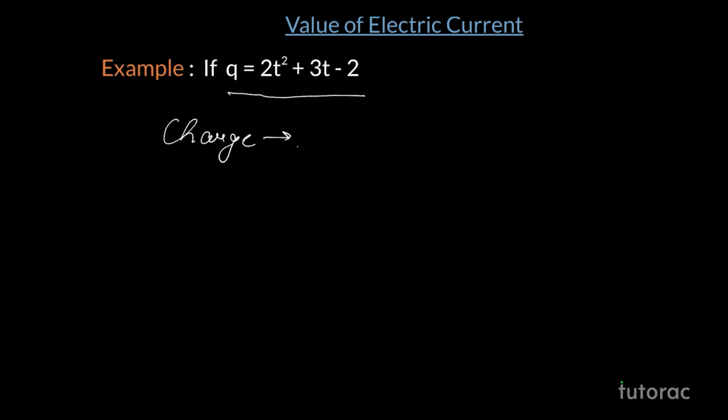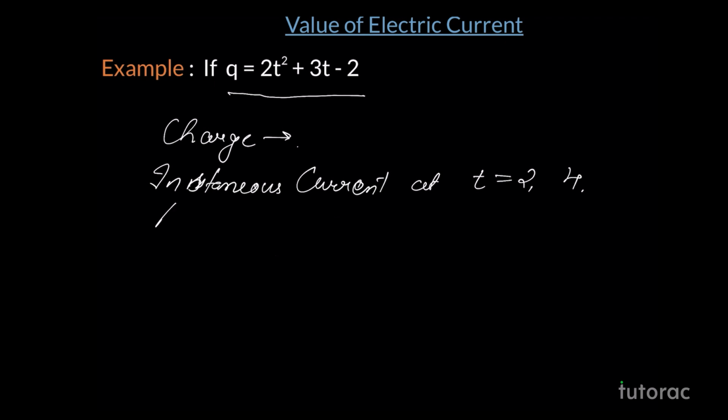If we have to calculate, let's say, instantaneous current at t equals to 2 seconds and 4 seconds. Let's try to find its value. So first we'll calculate for t equals to 2 seconds. How can we do that? We know that I instantaneous is nothing but dq upon dt. What we have to do? We just have to simply differentiate this equation with respect to time.